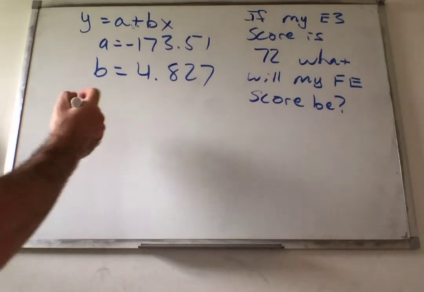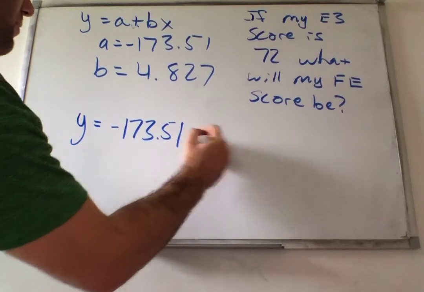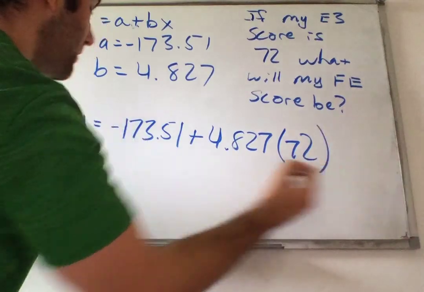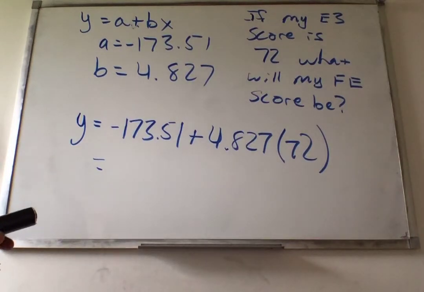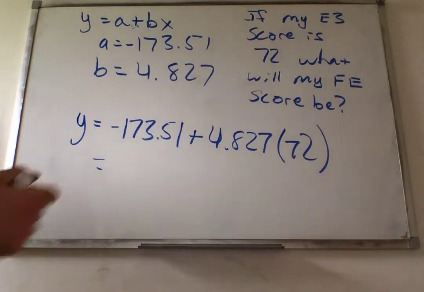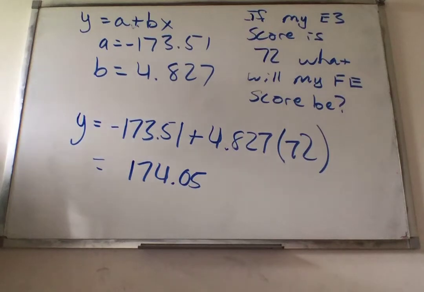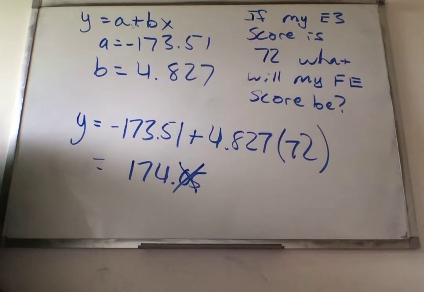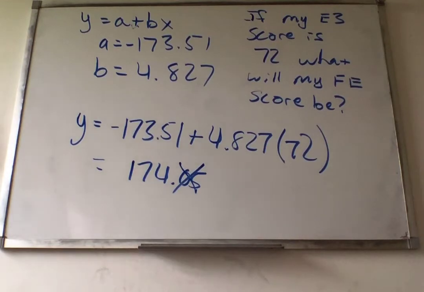Well, all we have to do is plug it in. So negative 173.51 plus 4.827 times 72. And I get 174.05. So since these look like whole numbers, you probably chop that off or go up to 175. But that would be my predicted final exam score.